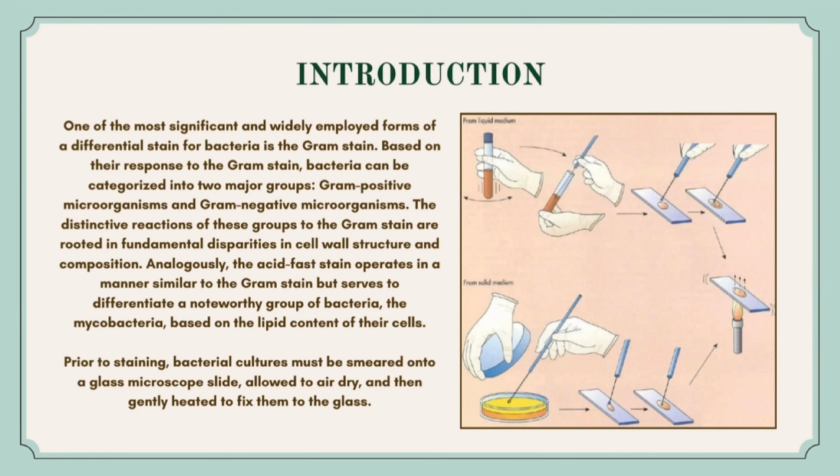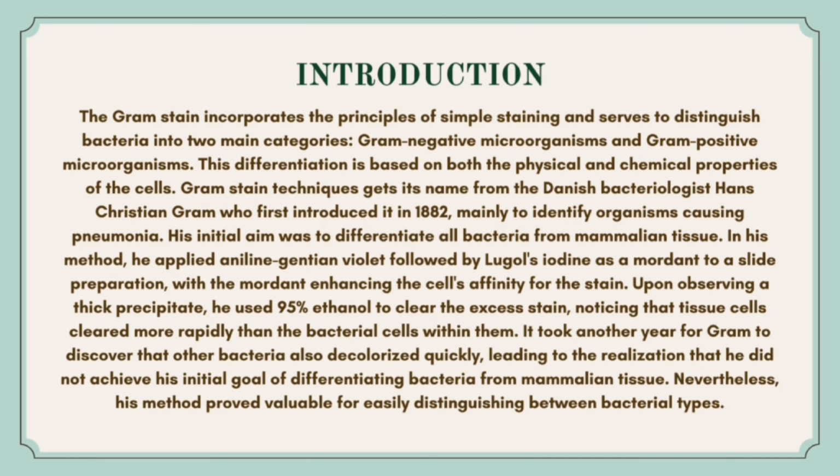One of the most significant and widely employed forms of differential stain for bacteria is the Gram stain. Based on the response to the Gram stain, bacteria can be categorized into two major groups, which are Gram-positive microorganisms and Gram-negative microorganisms. The Gram stain incorporates the principles of simple staining and serves to distinguish bacteria into two main categories, Gram-negative microorganisms and Gram-positive microorganisms.